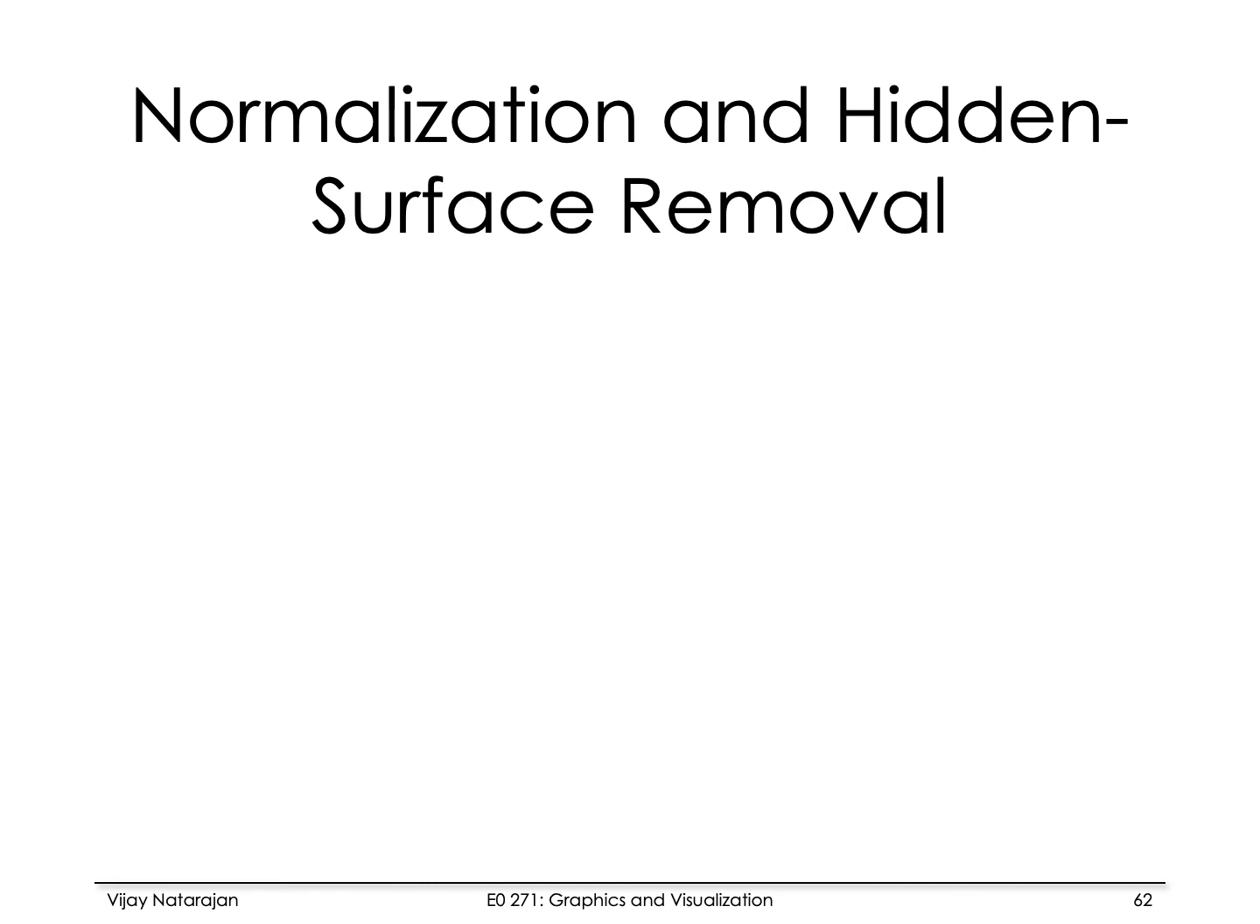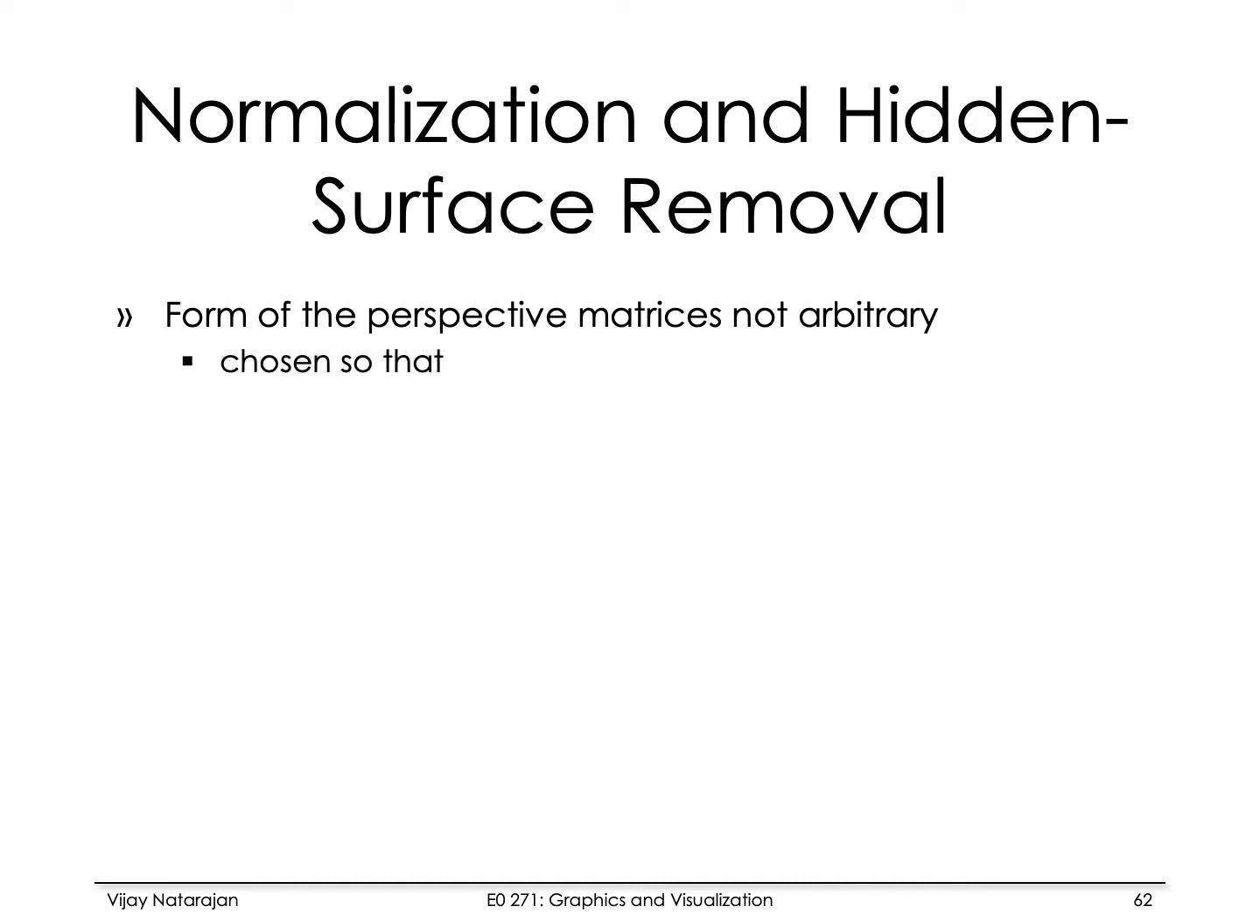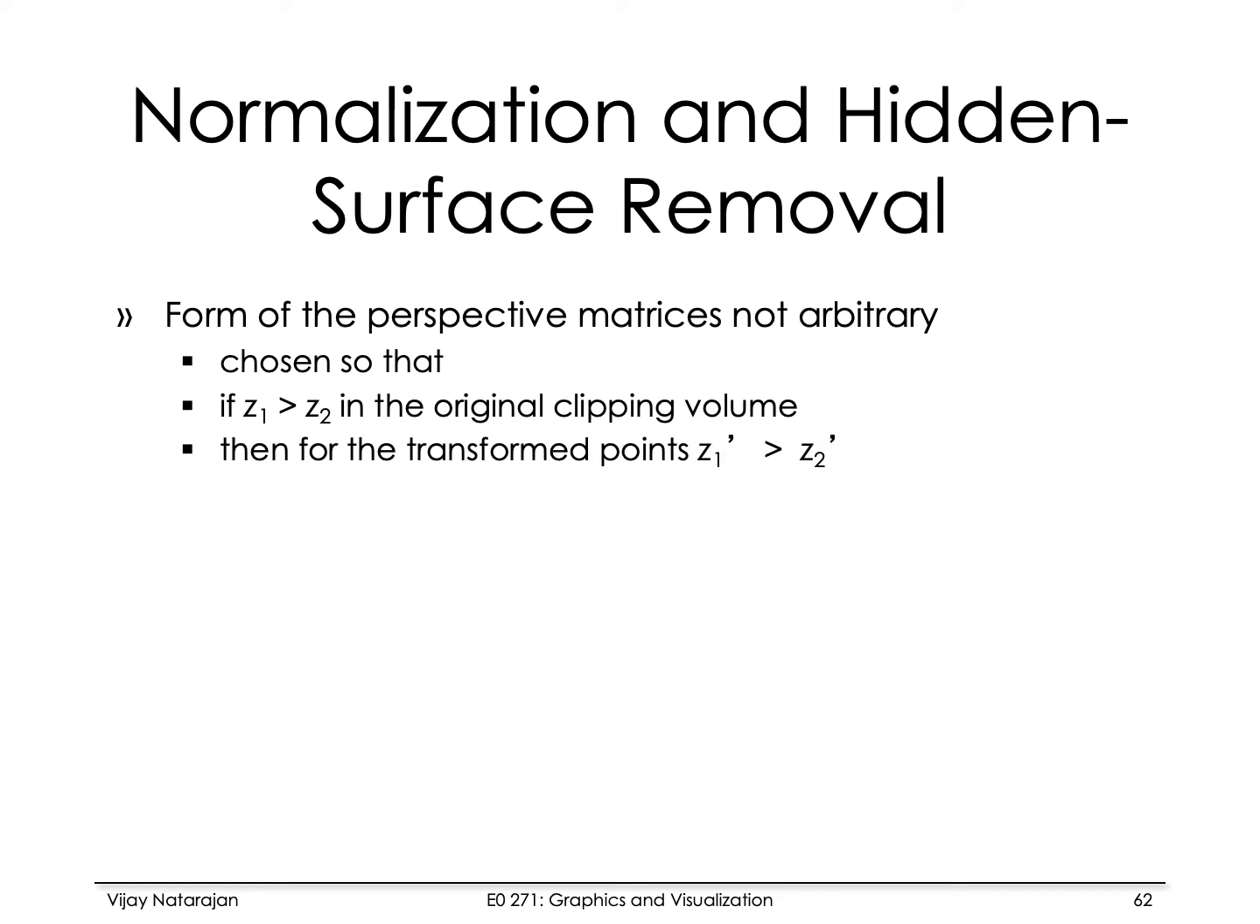So let's see the second benefit of normalization. We'll continue where we left off in the previous slide. The form of this matrix N is not arbitrary. It was chosen with a lot of thought. It was chosen so that if you have 2 points, Z1 and Z2, in the original clipping volume and Z1 is greater than Z2, then we retain that relative order for the transformed points, right?